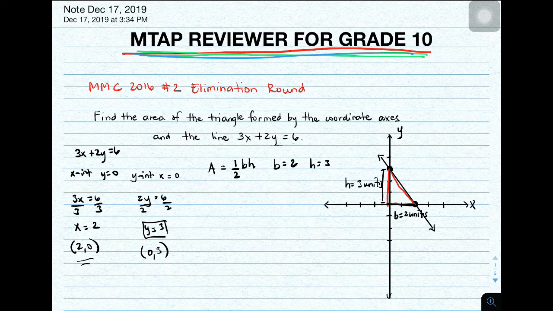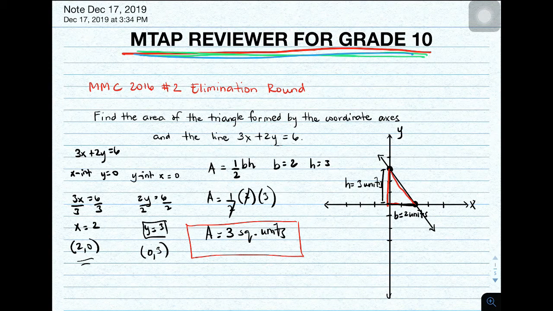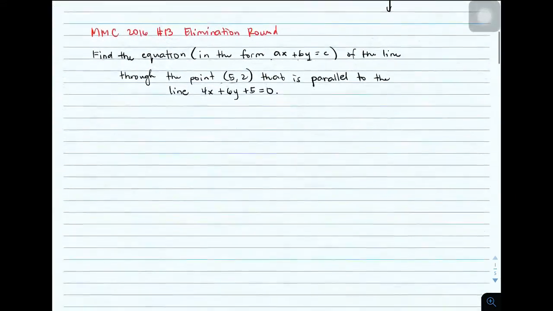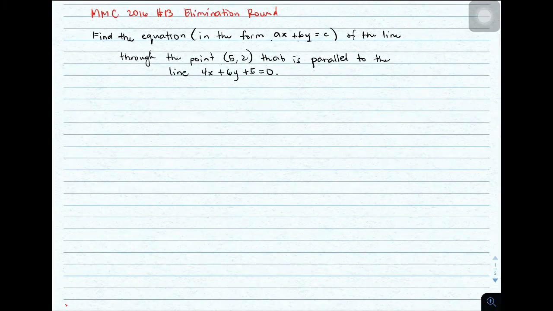So, we have now, area is equal to 1/2 times 2 times 3. So, to simplify this one, pwede natin itong ma-cancel out. Therefore, the area of the triangle formed by the coordinate axis and the line 3x plus 2y is equal to 6 is simply 3 square units. This is the answer for item number 2 in MMC 2016 elimination round. So let's proceed with item number 13 of the elimination round.